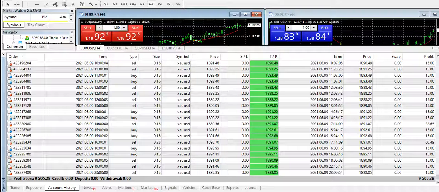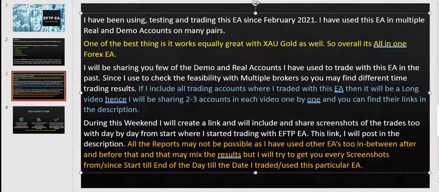Okay, so this is what I had to share, how it performs on currency pairs as well as metals. I have just traded it on gold, but it works well with other metals as well. Okay, so that's pretty much it, guys.